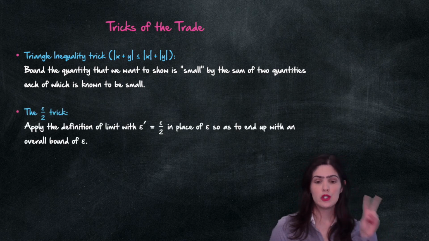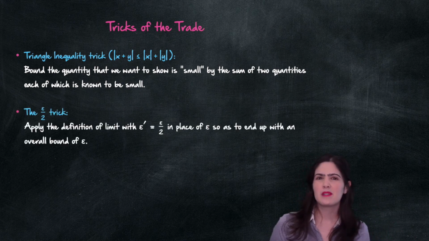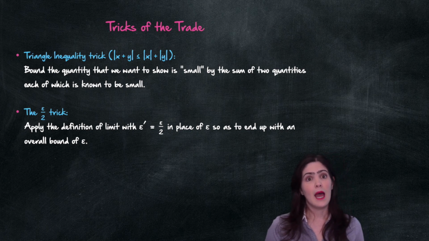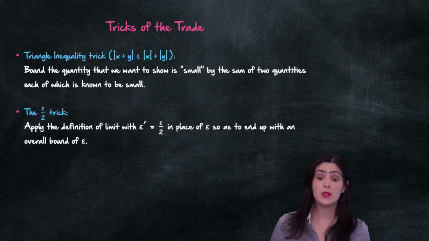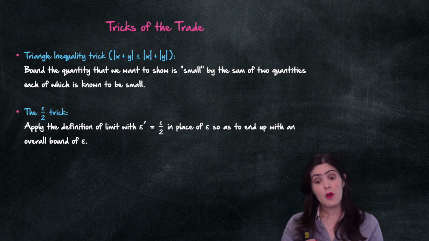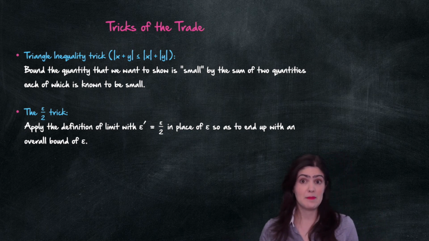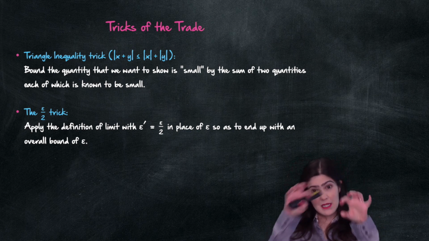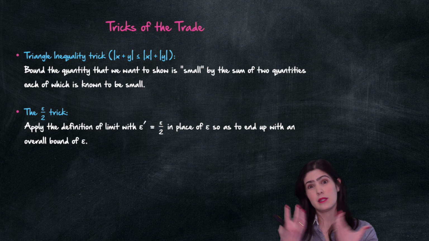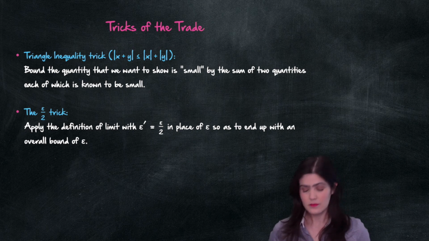Trick number 2, what we call the epsilon over 2 trick. Apply the definition of limit with epsilon prime equals epsilon over 2 to end up with an overall bound of epsilon. We did it again, right? We had 2 bits, we made each bit less than epsilon over 2, so the sum was less than epsilon.